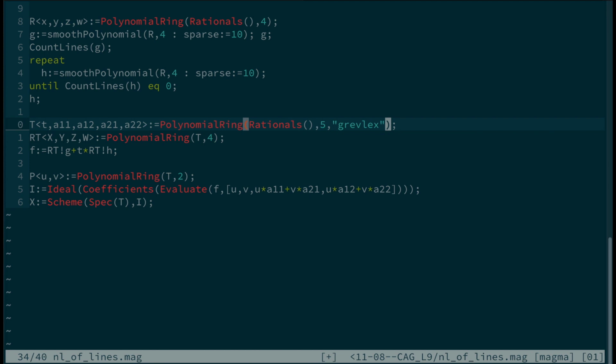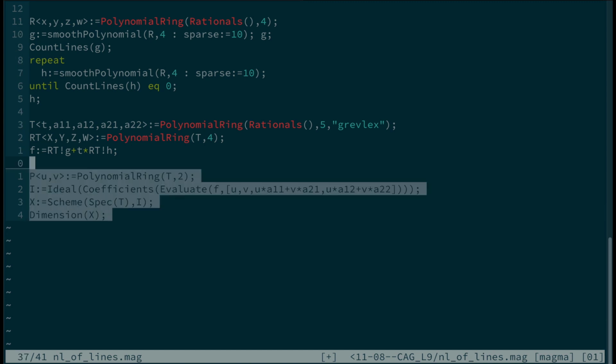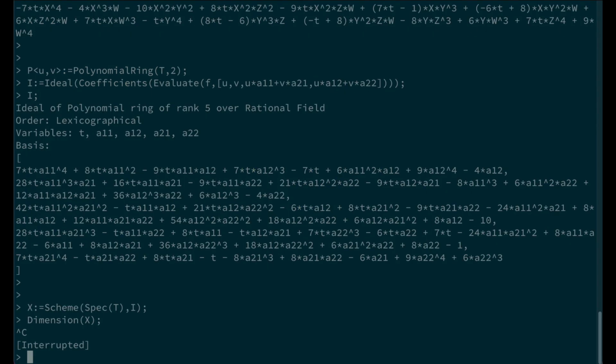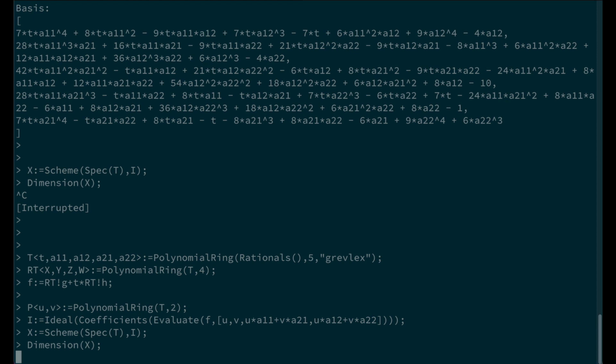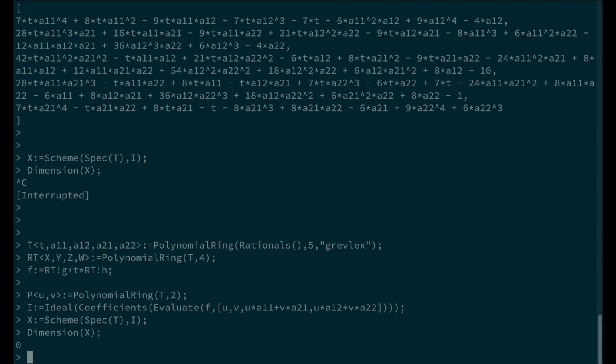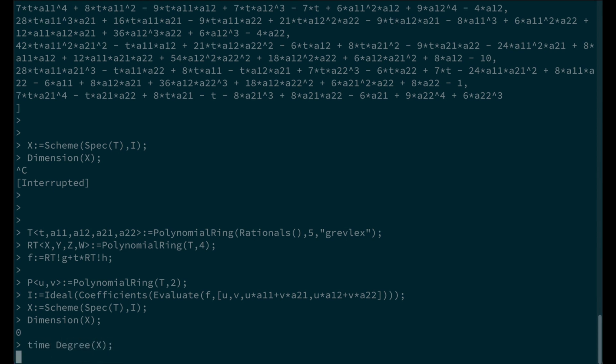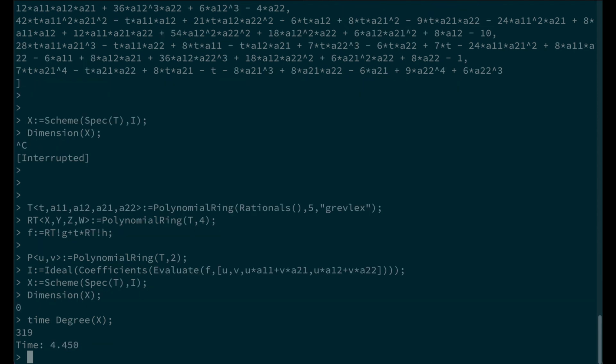For example, I think I got stuck at dimension of X. So let's see whether or not this will end. Okay, after many seconds of waiting, it did terminate. The dimension is 0. First of all, X is not empty, and it's just a collection of points. And let's see what the degree is. Okay, so the degree is 319. Let's try a few more things.